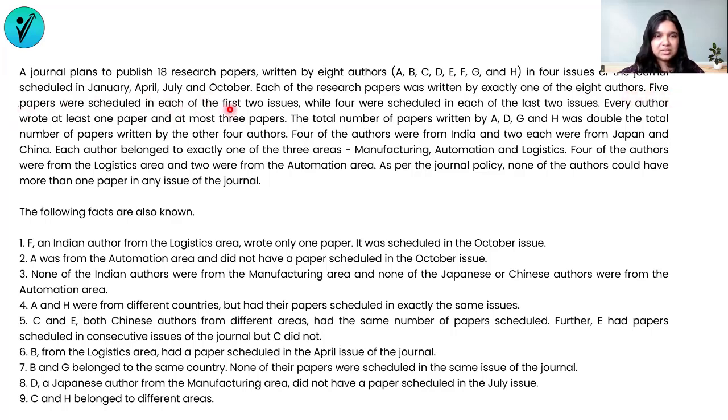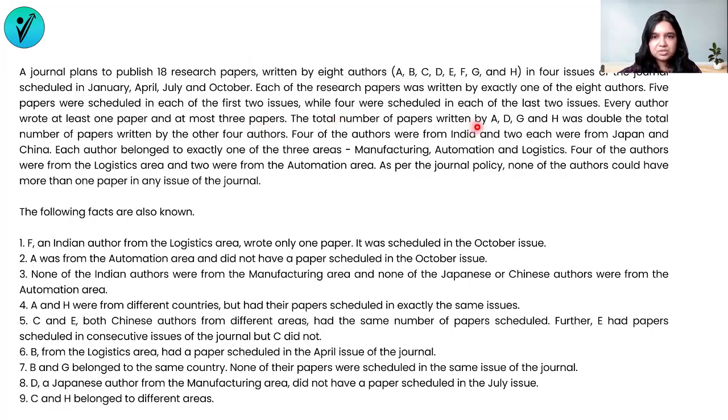5 papers were scheduled in each of the first 2 issues. So the first 2 issues are January and April in order, while 4 were scheduled in each of the last 2 issues. So we have 5 in Jan, 5 in April. That makes it 10 already. And then there were 4 in the other 2 issues. So 4 and 4 in July and October each, which makes it a total of 18 research papers for us. So we've understood everything so far until the 3rd line. Every author wrote at least 1 paper and at most 3 papers. So individual authors have written at least 1 and at most 3 papers.